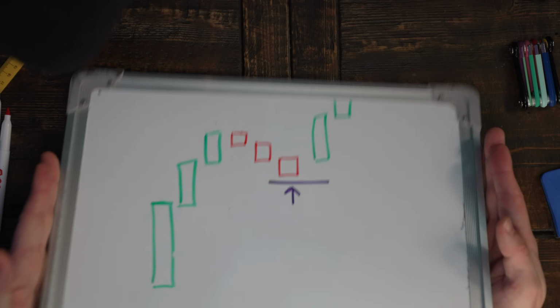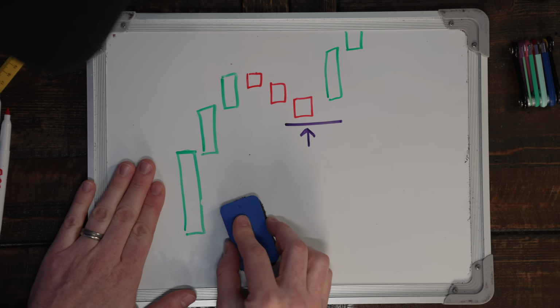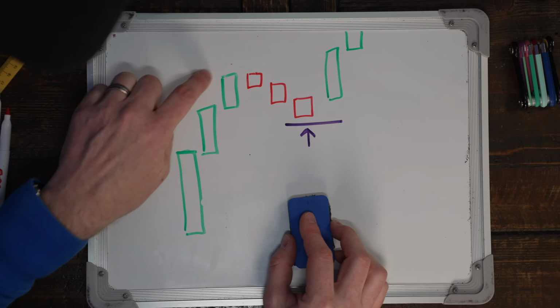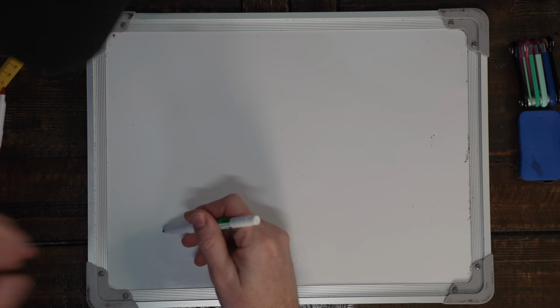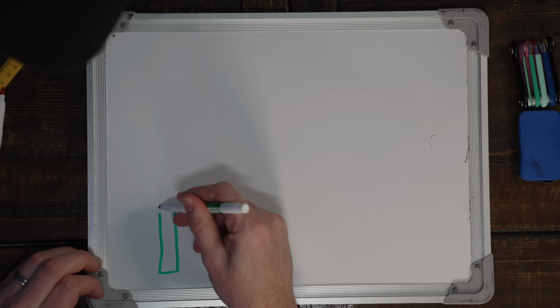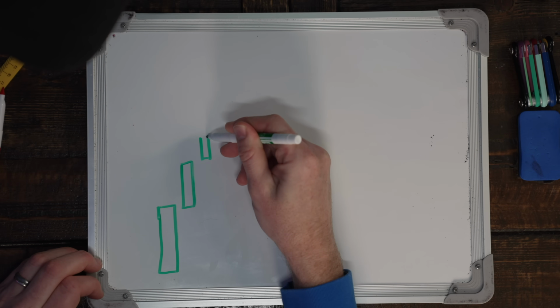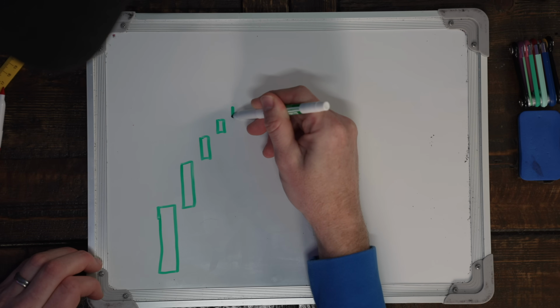So now with that in place, if we look at this pattern here, we've got a long body green candle, very bullish. Slightly smaller, slightly smaller. So let me help you make a little bit of a prediction. So let's say we had a long body candle like this, a smaller candle, a smaller candle, a smaller candle, and a smaller candle.